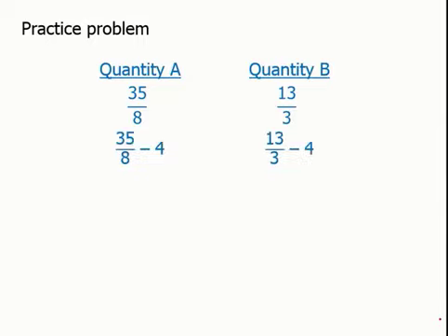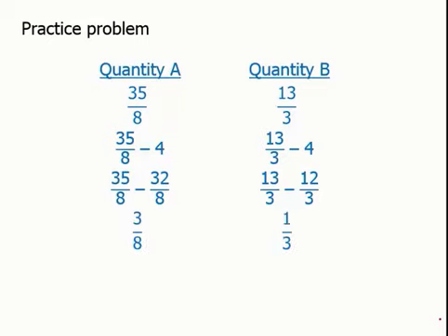So we could subtract 4 from both of these, and in each case, we're going to find the appropriate common denominator. So with the 8s, we're going to turn the 4 into 32 over 8, and with the thirds, we're going to turn it into 12 over 3. And then we have a common denominator, so we can subtract in the numerators, and we get 3/8 and 1/3. Well, we have a few different ways that we can approach this. One way is to find a common denominator of the two fractions now. So multiply the left one by 3 over 3, multiply the right one by 8 over 8, and we get 9/24 compared to 8/24. And so we see quantity A is bigger.